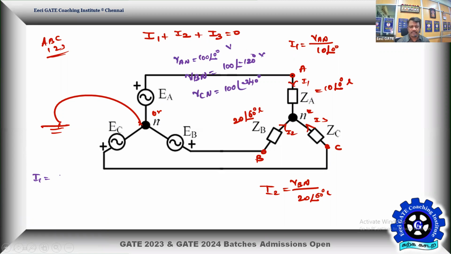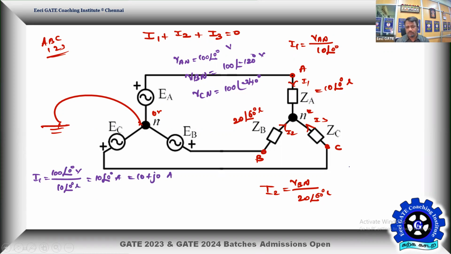What is I1 then? It's VAN, that is 100 at an angle 0 degree volts, divided by the impedance 10 at an angle 0 degree ohms. So the result is going to be 10 amps. So it is nothing but formally 10 angle 0 degree amps. That's your I1, or 10 plus j0 amps in rectangular form.